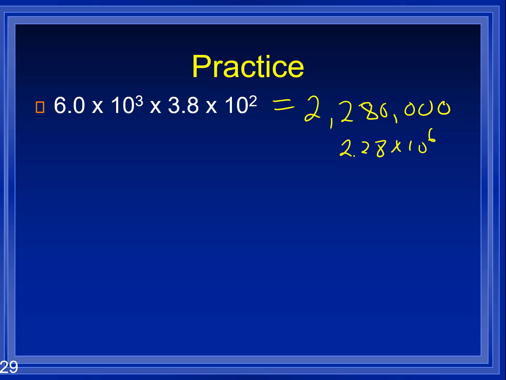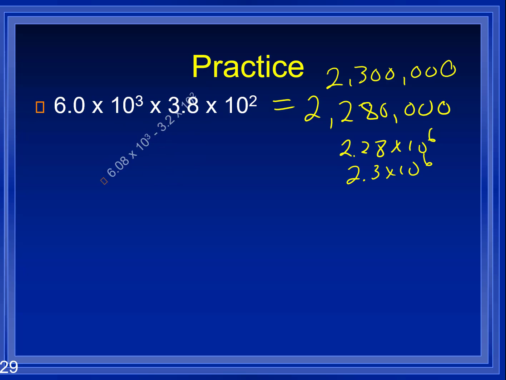Why is it wrong? So we did math. We need to think about sig figs. How many sig figs in 6.0 times 10 to the third? 2. How many in 3.8 times 10 to the second? 2. So how many should be in my answer? 2. So this should be 2,300,000, or 2.3 times 10 to the 6th. Make sense? Because every time you do math from this point forward, I expect you to do sig figs. That's how you get good at them, is doing them every time you do math. Okay?